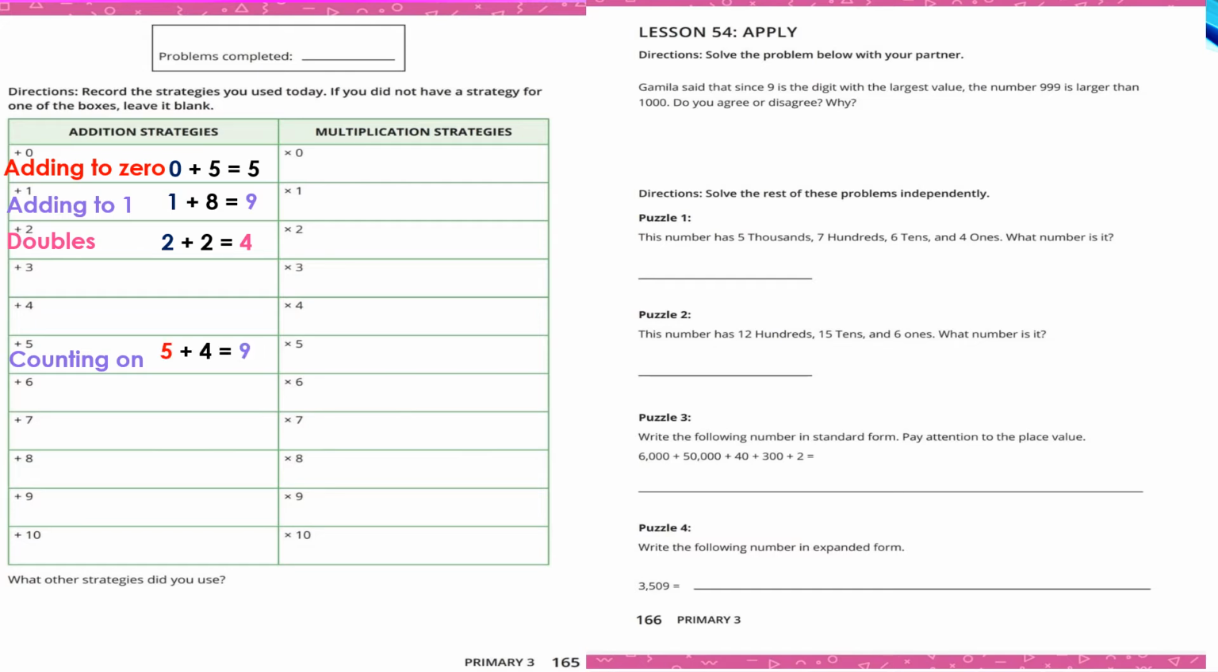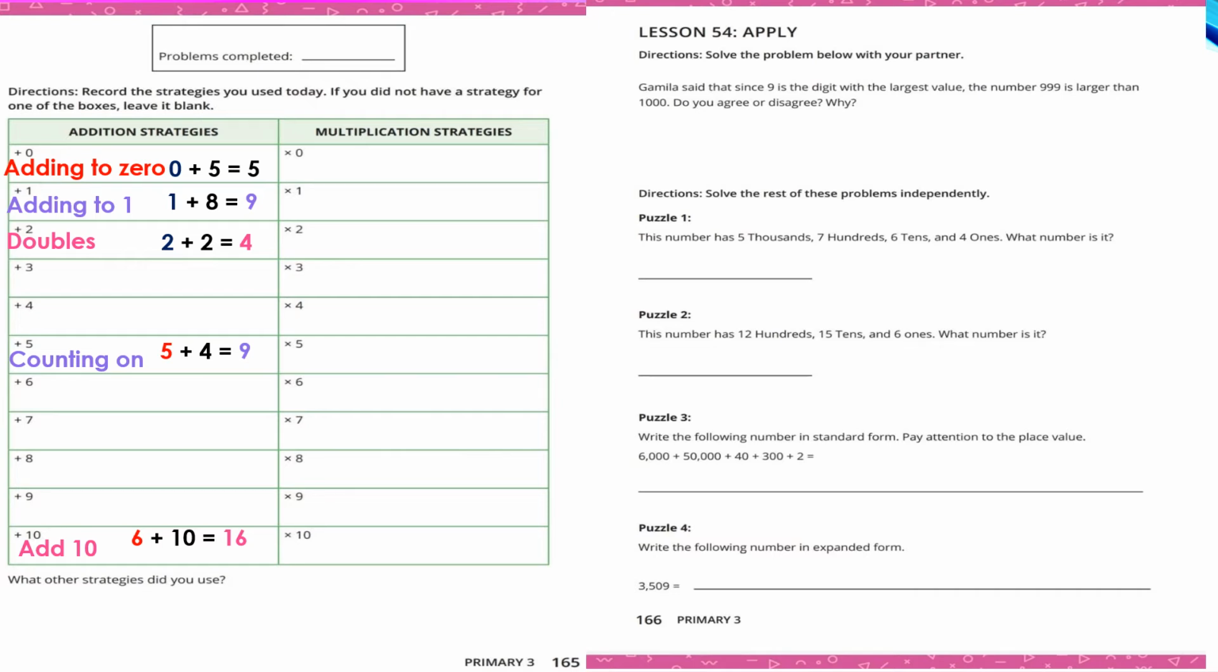Counting on. 5 plus 4. Big in my mind, small in my fingers. 5 in my mind, 4 in my fingers. After 5, 6, 7, 8, 9. So the result here equals 9. Here I make counting. Add 10. 6 plus 10 equals 16.